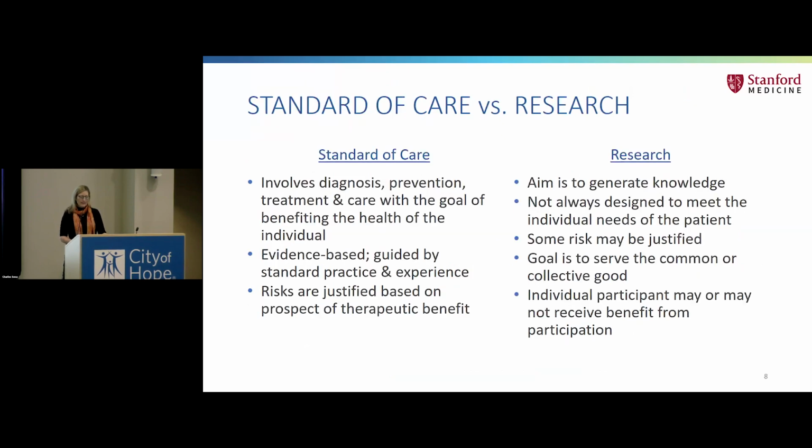This slide is a summary of a few of the things that I've mentioned already, comparing what we see with standard of care and what we typically see with research. So standard of care involves the diagnosis, the prevention, the treatment and care of patients with the goal of really benefiting the health of that individual. It's usually evidence-based, and it's guided by the standard practice and experiences at that time. And the risks of the interventions are really justified based on the prospect of a therapeutic benefit for that individual.